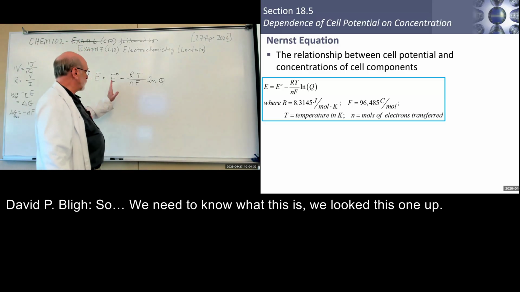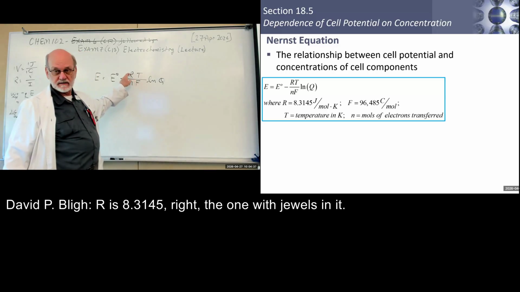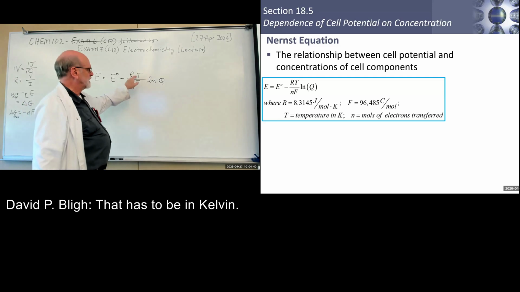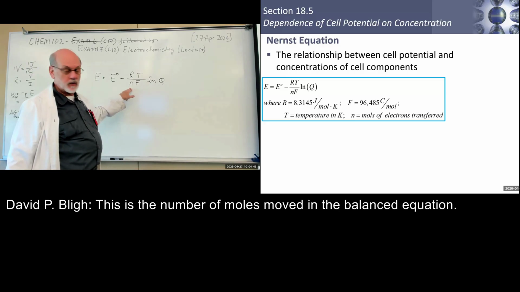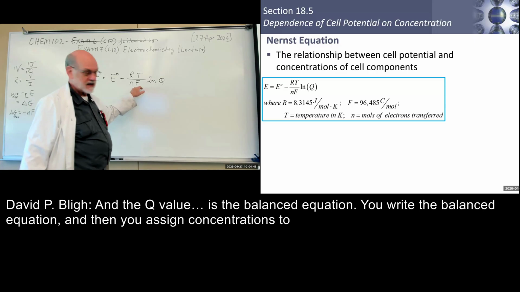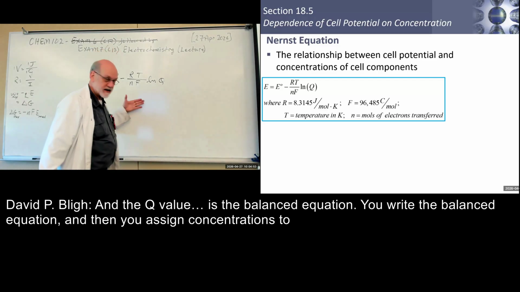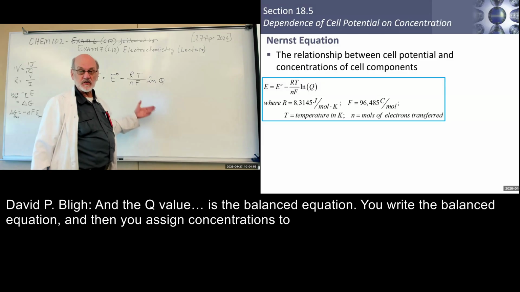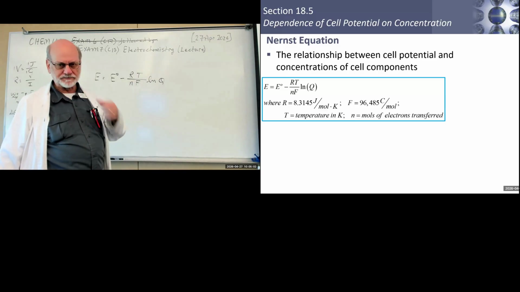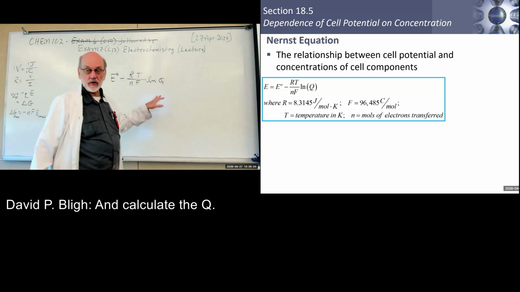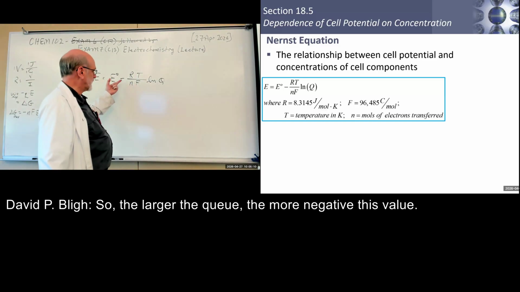So we need to know what this is. We can look this one up. R is 8.3145, right? The one with joules in it. That has to be in Kelvin. This is the number of moles of electrons moved in the balanced equation. This is a constant. And the Q value is from the balanced equation. You write the balanced equation, and then you assign concentrations to the solution mixture and calculate the Q. So the larger the Q, the more negative this value.